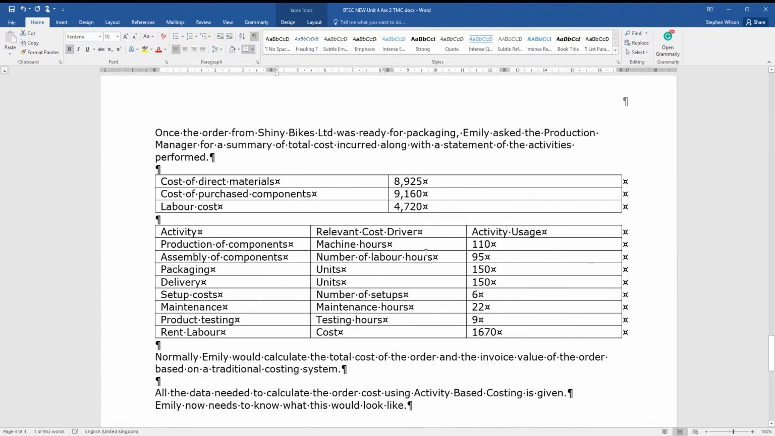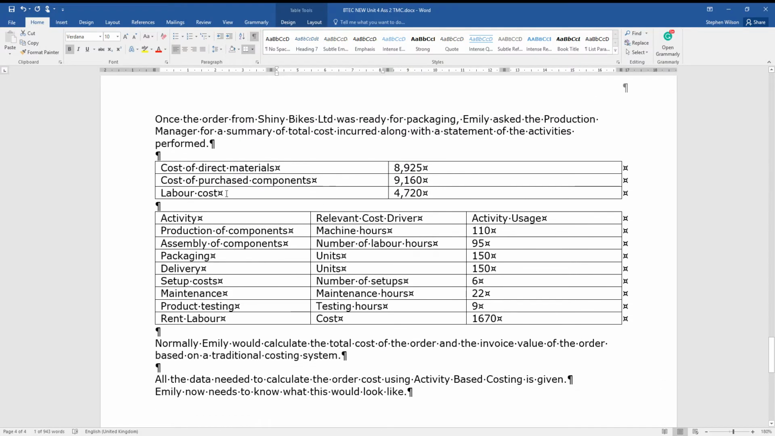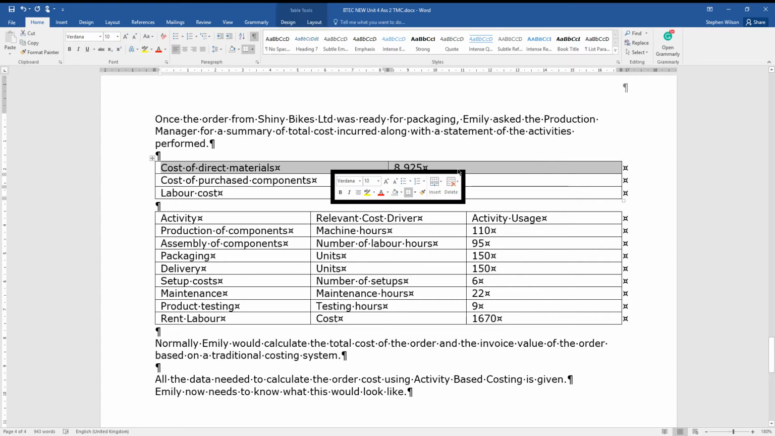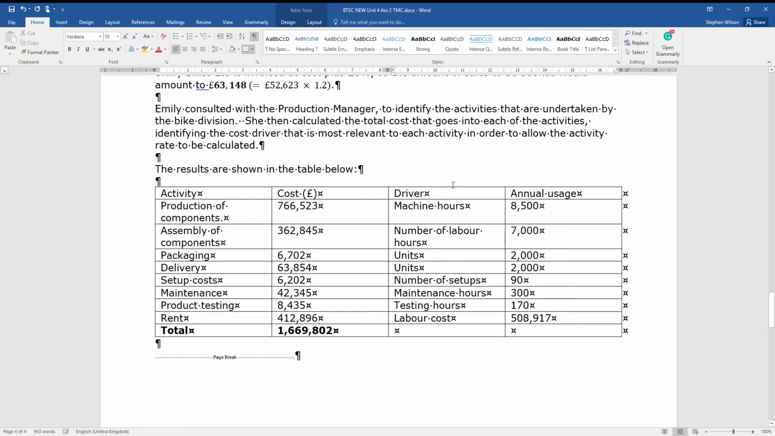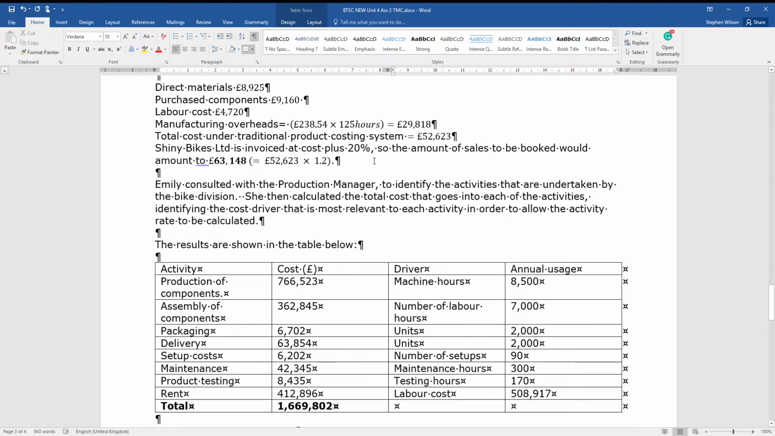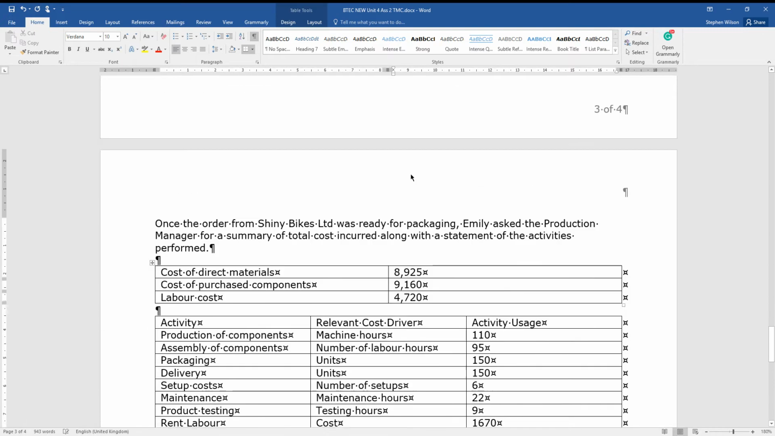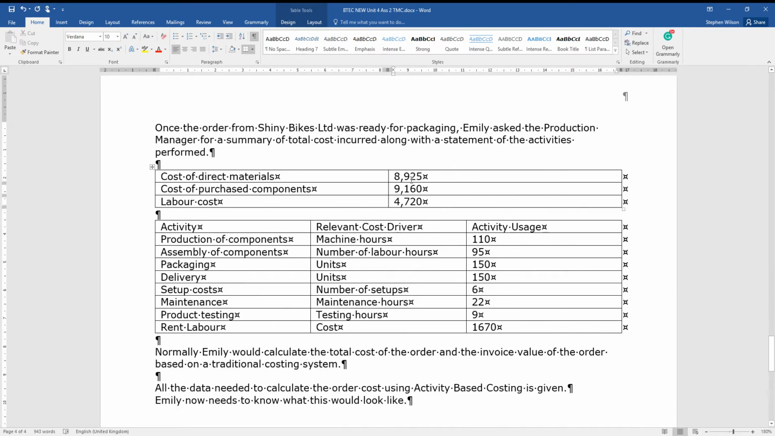So scrolling down, we're looking at this, and this is where you need to do some work. Activity-based costing is dealing with overheads, but we still have those direct costs. Those direct costs will be the same as the direct costs that we had up here for the traditional method. They have to be. So direct cost of materials, direct cost of purchased components, and the labour costs. Those are our direct costs.